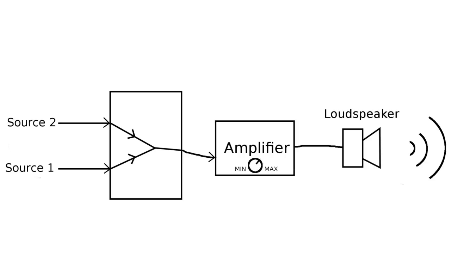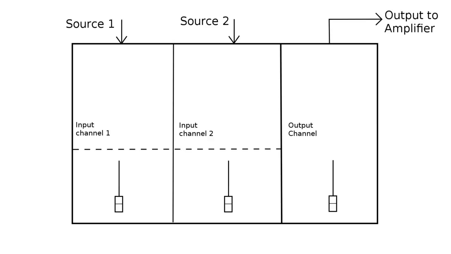For the time being, for simplicity, we'll just consider a very basic two-channel mixer. By two-channel, we mean that it can receive inputs from two sources. In reality, most mixers have rather more than two input channels, but two is fine for our current purposes.